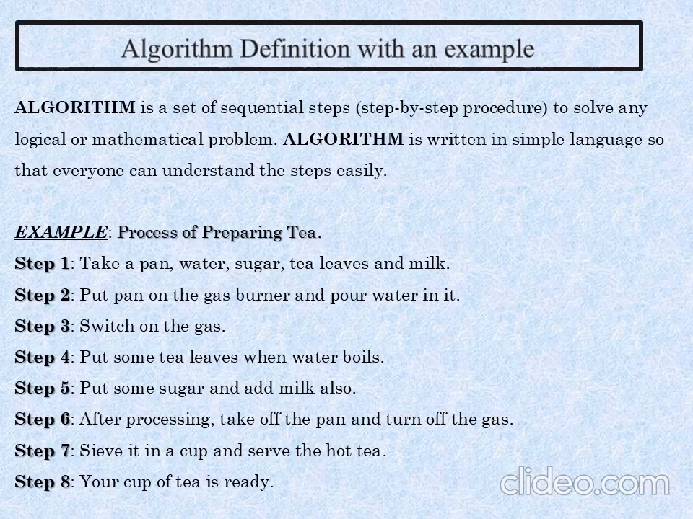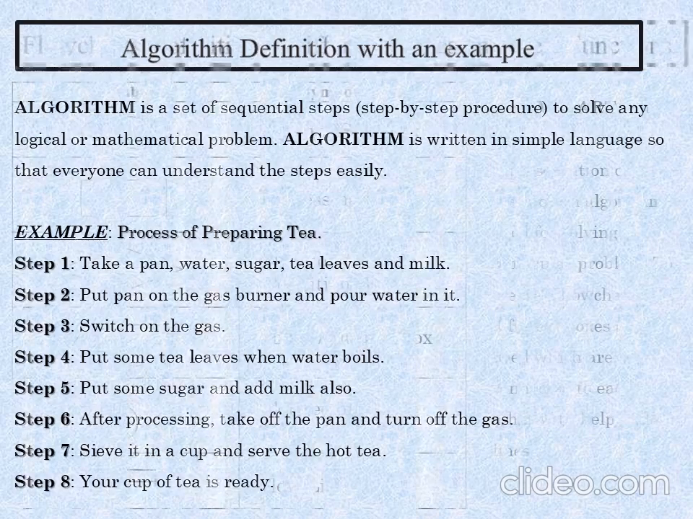Yes, we will be keeping the tea hot. So first we need to sieve the tea into the cup and serve the tea hot. So what is step number 8? Our cup of tea is ready to drink. Now this is how we need to put the algorithm, that is, step by step. This is how we also do it. So this is all about algorithm.